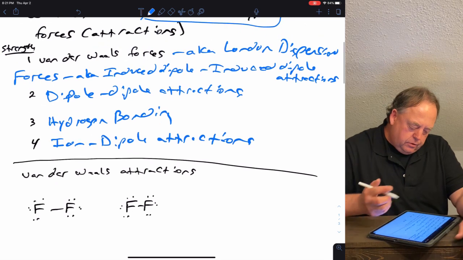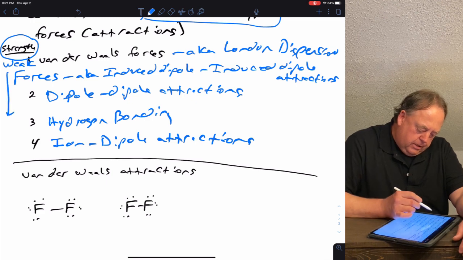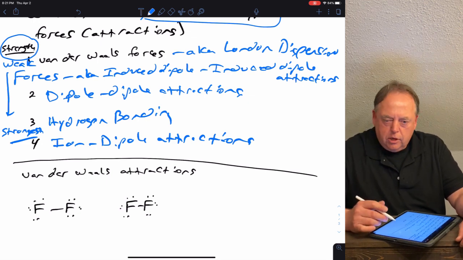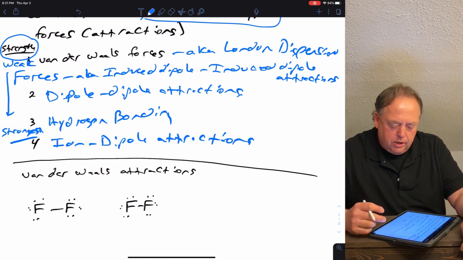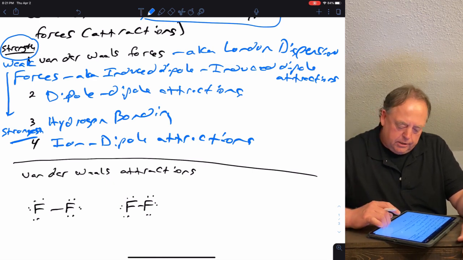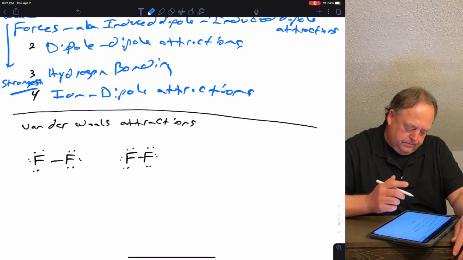These are arranged in order of strength. These are the weakest, going down to the strongest. So hydrogen bonding and ion dipole attractions are much stronger than Van der Waals attractions, and dipole-dipole attractions are stronger than Van der Waals attractions. We'll talk about them in that order, starting with Van der Waals attractions first.